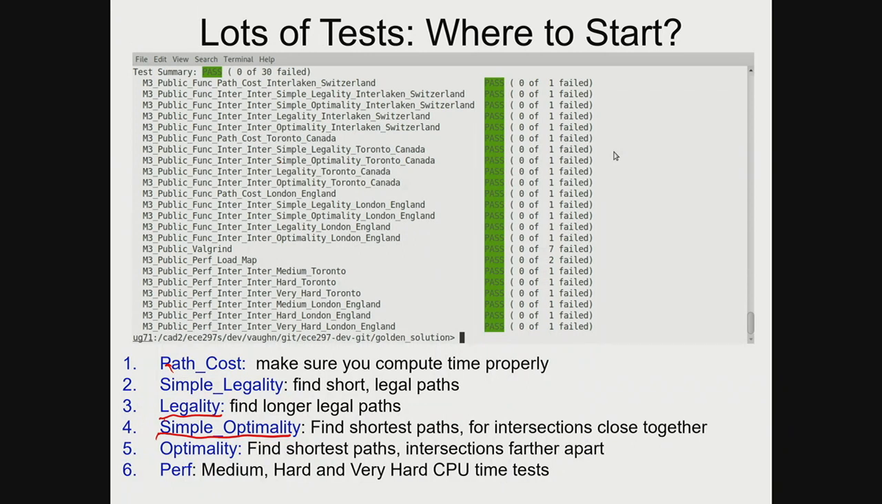And the simple optimality tests, again, are to make it easier to debug. These are intersections that are very close together. So if you have a problem, you look at those ones first. Okay, then we have optimality. So the optimality ones now can go all the way across the city, but again, you've got to get a fast path. It's not enough just to have it legal.